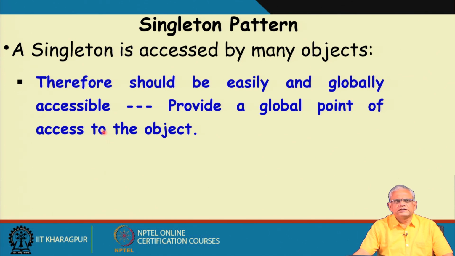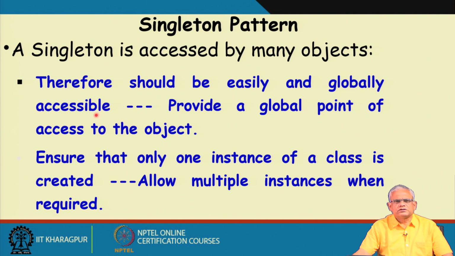The context of the singleton is that the singleton is exactly one object which is easily accessible globally, provides a single global point of access to different objects in an application. And also we need to ensure that exactly one object is created. And of course, you can generalize a little bit later, where we might need exactly two objects and so on.